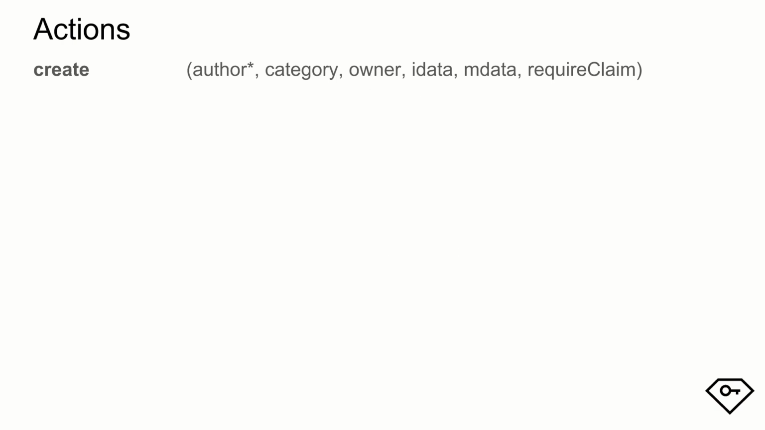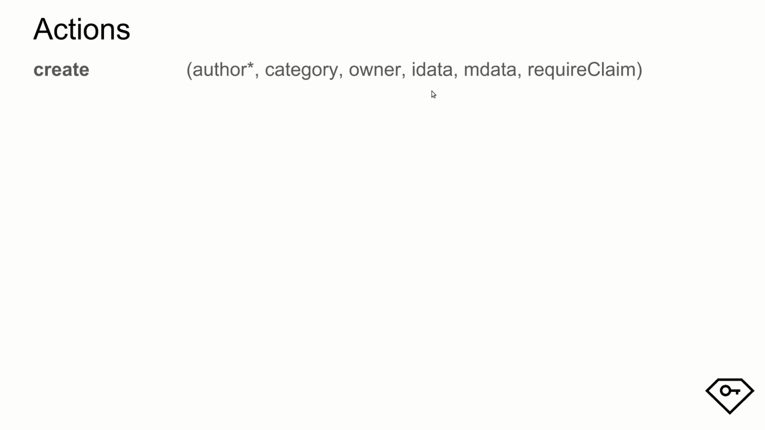So of course, there is a create action. The author is the program, the game, or the other application that creates assets. I will probably be using the word game in this presentation when I mean game or other application. Category is however an author wants to categorize their assets. Owner is the EOS account that holds the asset and has control over transfers. And then here's where it gets interesting. IData, MData: immutable data and mutable data.